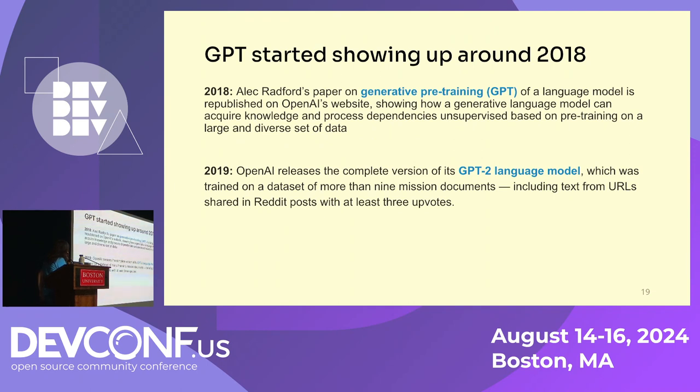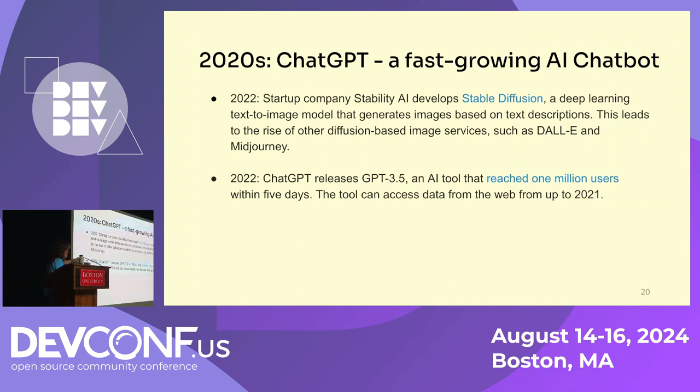Now GPT basically started showing up around 2018. The first paper came out barely five or six years ago, from OpenAI, the generative pre-training of that language model. Very soon OpenAI upgraded it to GPT-2, which incorporated more data. Then in 2022, Stability AI developed Stable Diffusion, the text-to-image model, and it eventually culminated in 2022 with ChatGPT 3.5, which reached 1 million users within 5 days. Since then it's kept us mesmerized with this technology, but I do believe the hype has died down a little bit. Everybody is looking at it to see what this thing can actually do for us.